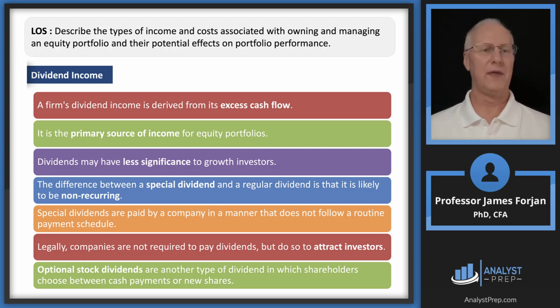Primary source of income, we said that. Have less significance to growth investors. We said that. Special dividends and regular dividends. Special dividends, of course, are non-recurring. This is what we know about dividend policies. If a firm pays a quarterly dividend, it's going to do everything in its power to maintain that quarterly dividend because shareholders are used to that dividend.